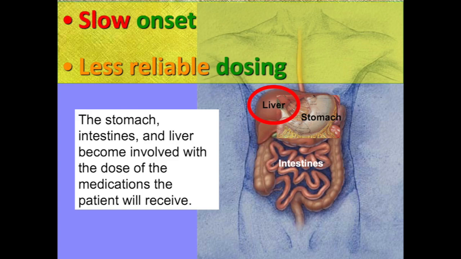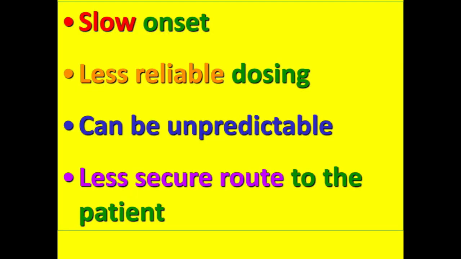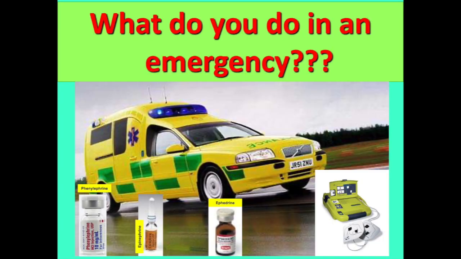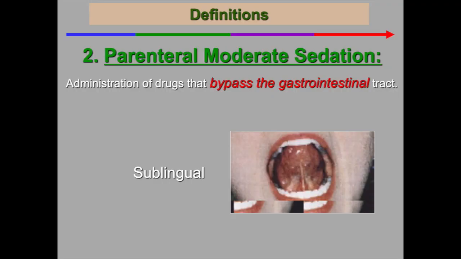And then there are the intestines that get involved. When someone is anxious, they're not digesting food. Their parasympathetic nervous system is not kicking in. So they're going to get an unreliable dose. If we gave 0.5 milligram, we don't know how much is in the bloodstream. So it can have a slow onset. It's less reliable dosing. We don't know exactly what the patient's getting. Therefore, it can be unpredictable. And there's not a secure route to the patient for an emergent situation, giving such drugs as phenylephrine, epinephrine, or ephedrine. Let's look now at the parenteral route.